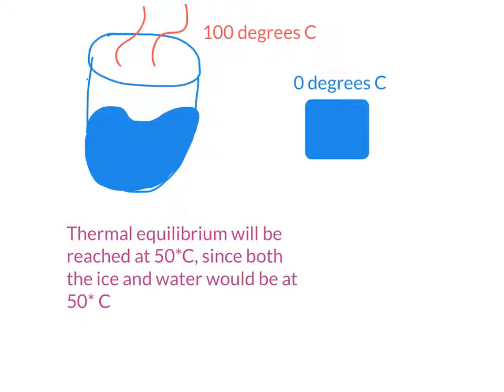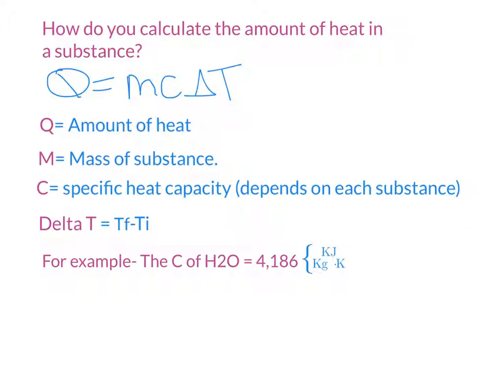For example, if there is a hot cup of water at 100 degrees Celsius and you want to cool it down, you would add ice at 0 degrees Celsius. It would reach thermal equilibrium when it reaches 50 degrees, because both the ice and the water would be at 50 degrees. To calculate the amount of heat, we need to perform an equation.